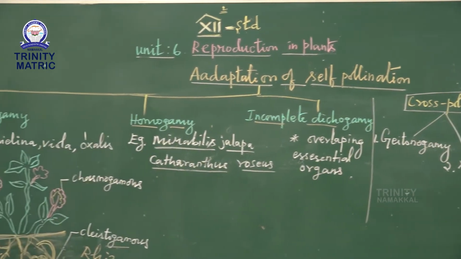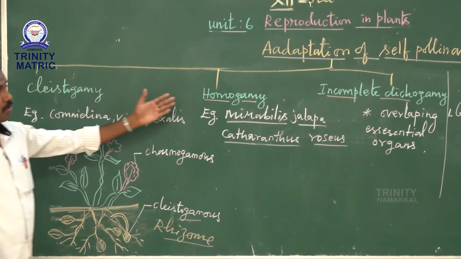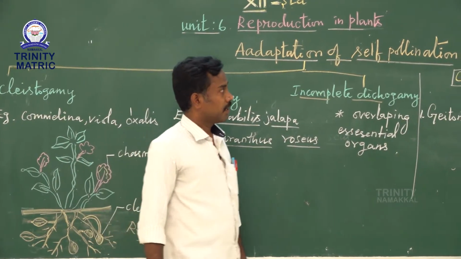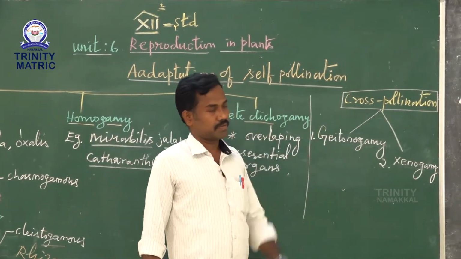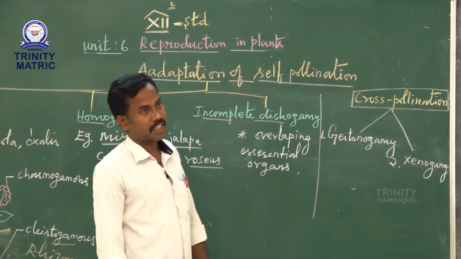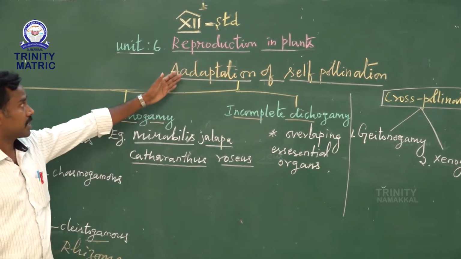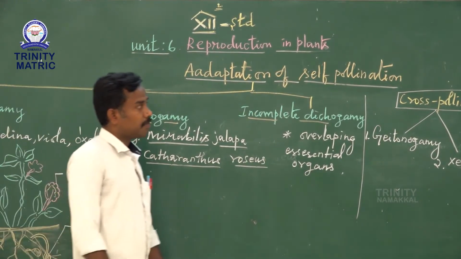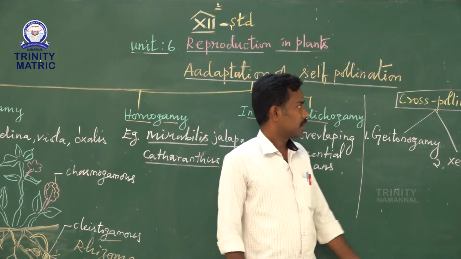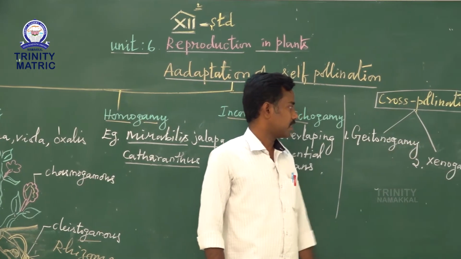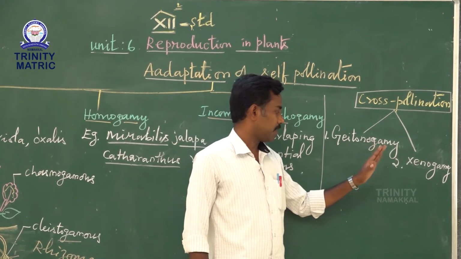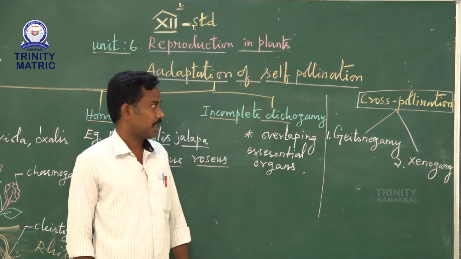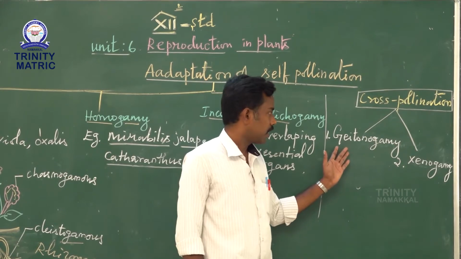So that's all for the adaptations of self pollination, carried out in three ways: cleistogamy, homogamy, incomplete dichogamy. Next one is cross pollination. First we have discussed the adaptation of self pollination. The adaptation of cross pollination is carried out by two events, geitonogamy and xenogamy.